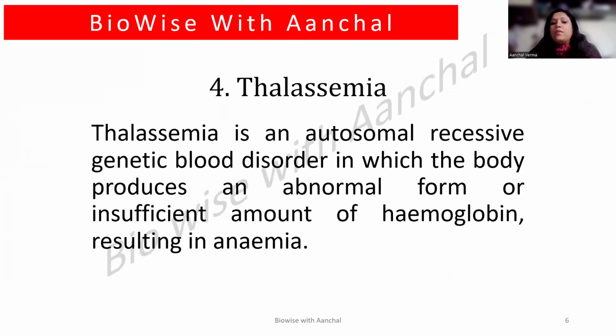Next one is thalassemia. Now, thalassemia is an autosomal recessive genetic blood disorder in which the body produces an abnormal form or insufficient amount of hemoglobin, resulting in anemia. So, thalassemia is again a genetic disorder.